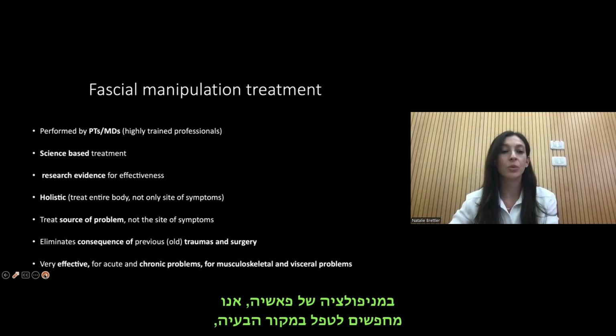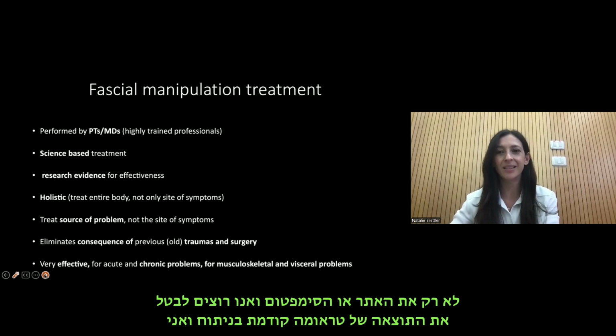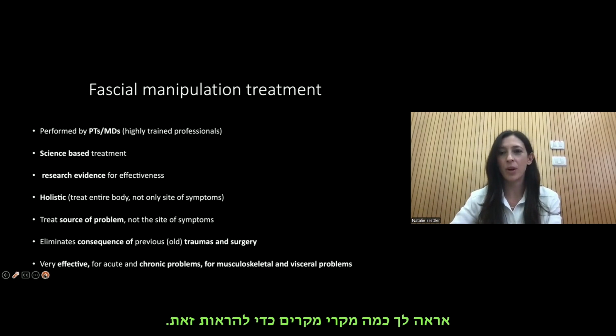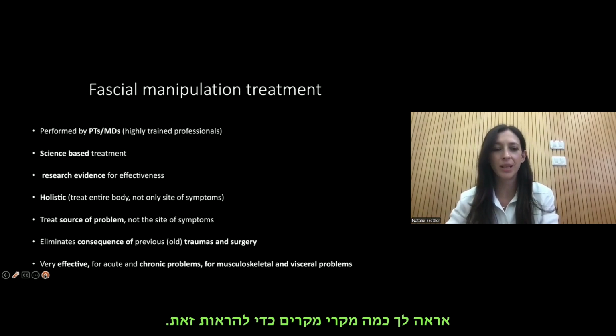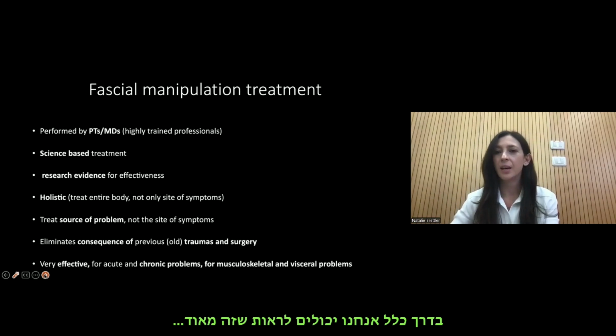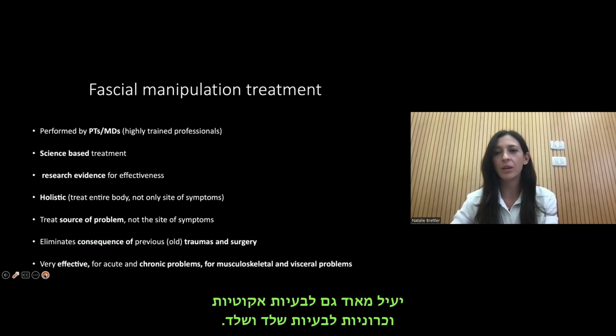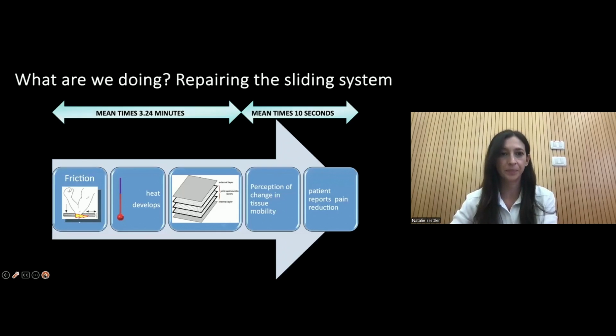In fascial manipulation, we look to treat the source of the problem, not only the site or the symptom. We would like to eliminate the consequences of previous trauma and surgery, and I will show you a few case studies to show that. Usually we can see that it is very effective also for acute and chronic problems, for musculoskeletal and visceral problems.